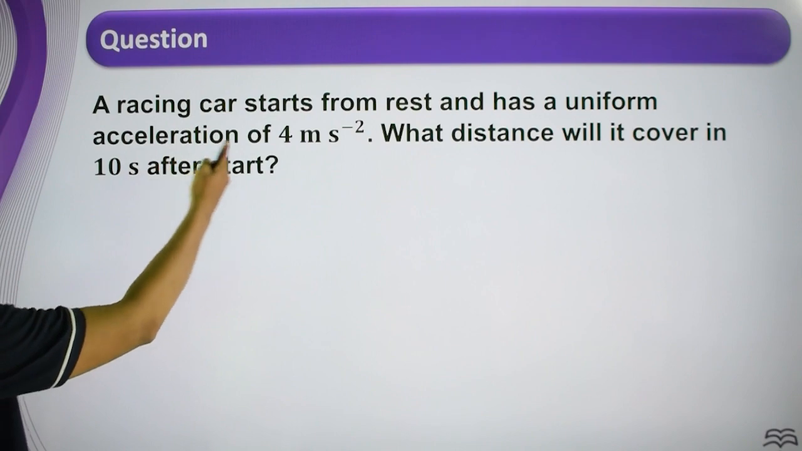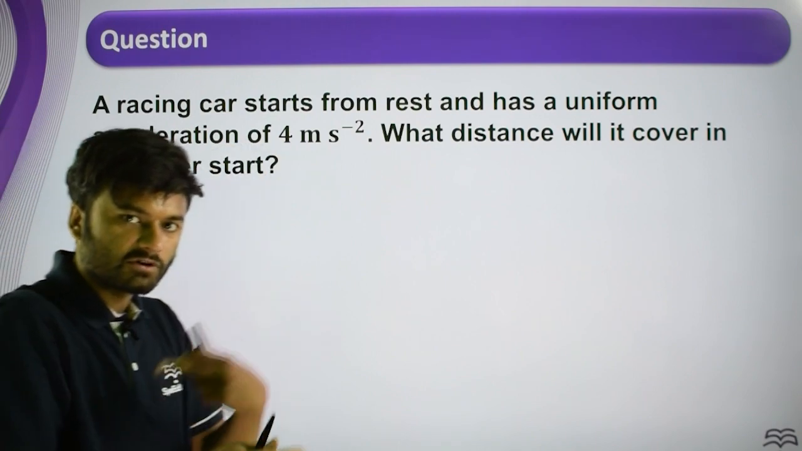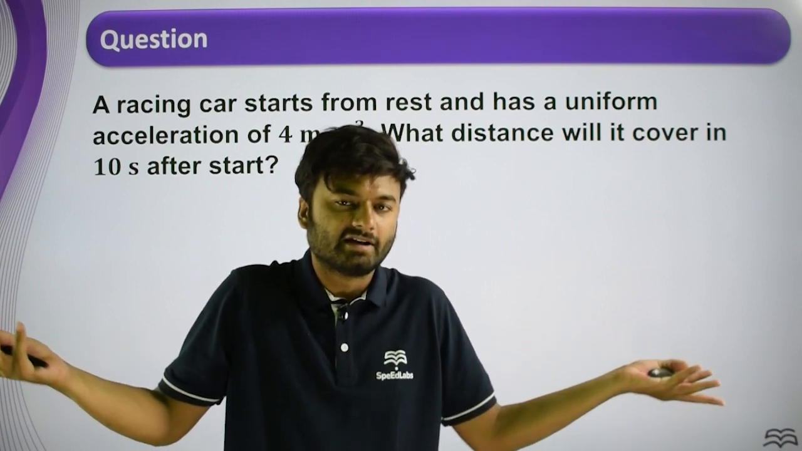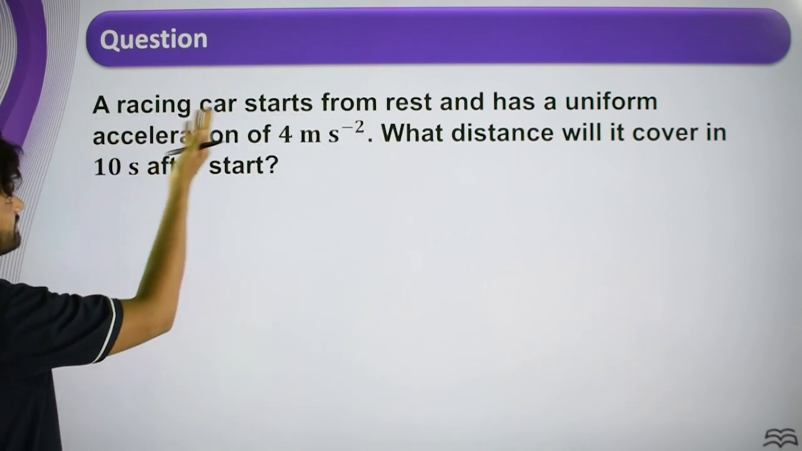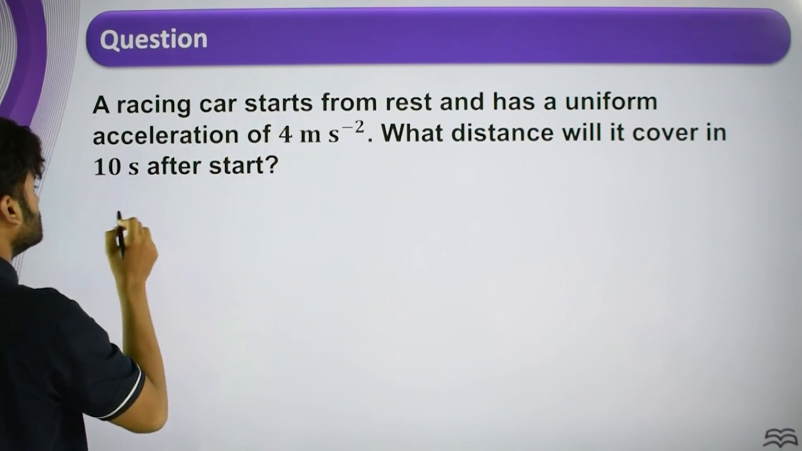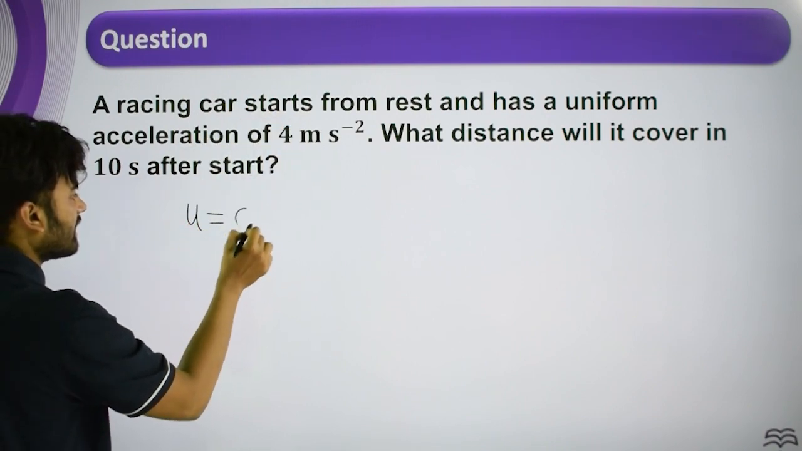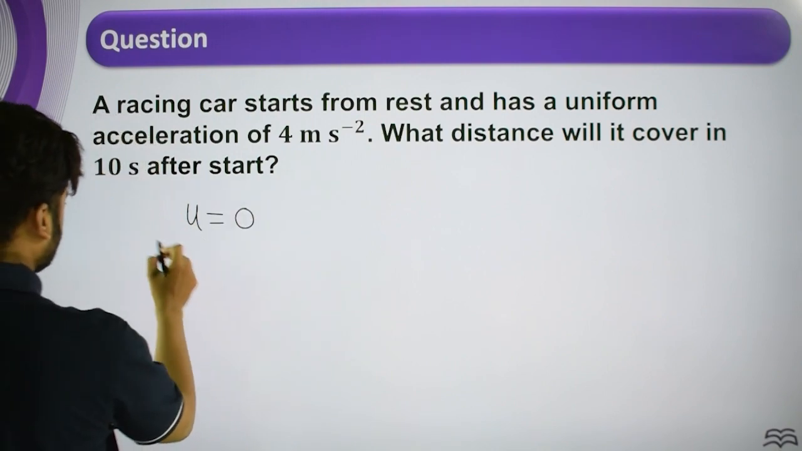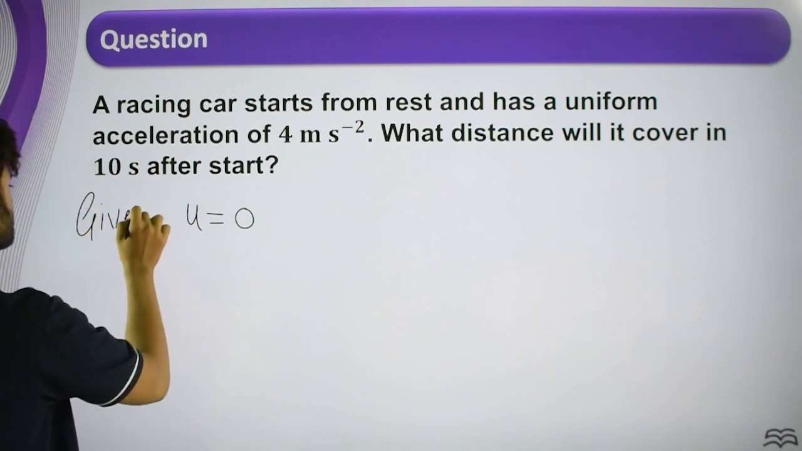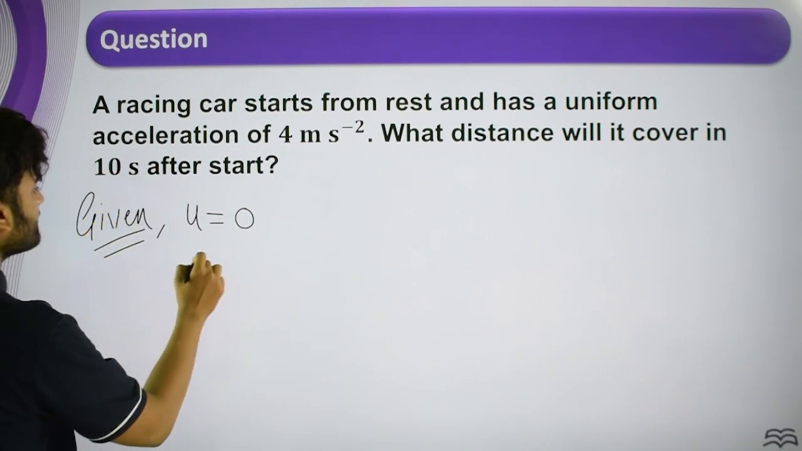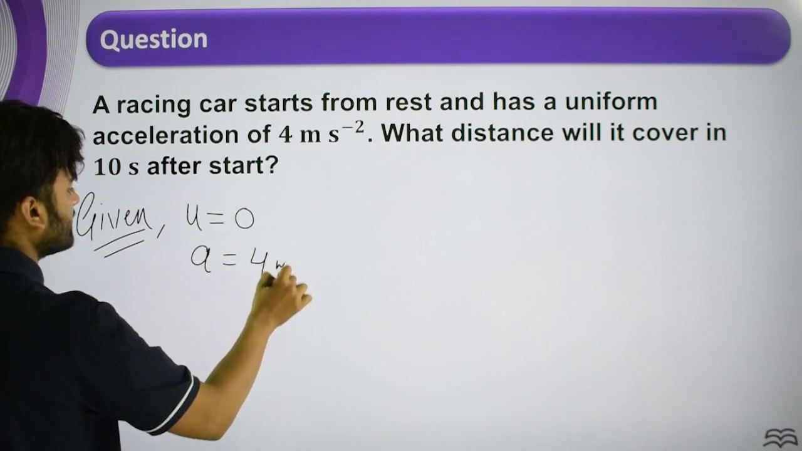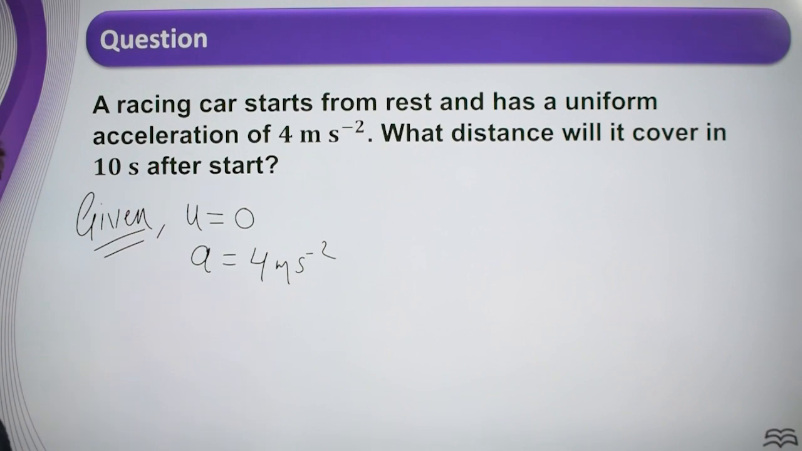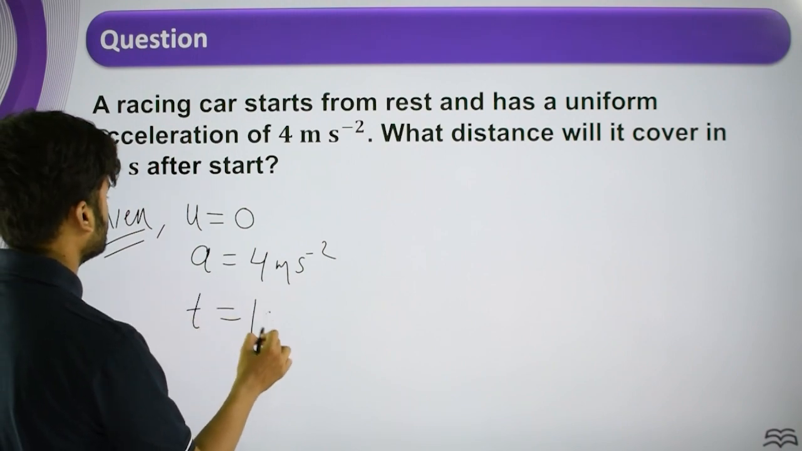So a racing car starts from rest. Something which starts from rest, always remember, something which is at rest, what is its velocity at that time? It is 0. So when the question says it starts from rest, you must write u equal to 0. Its initial velocity will be 0. And it has a uniform acceleration. These are all the given things. Acceleration is given as 4 meter per second square. So what distance will it cover in 10 seconds? Time is given, basically 10 seconds.